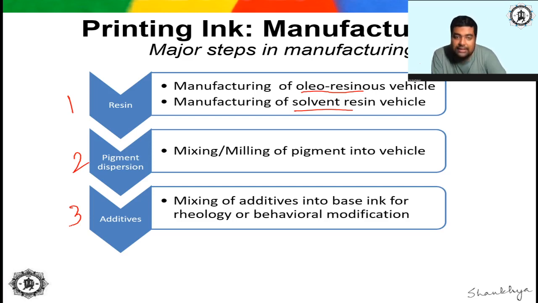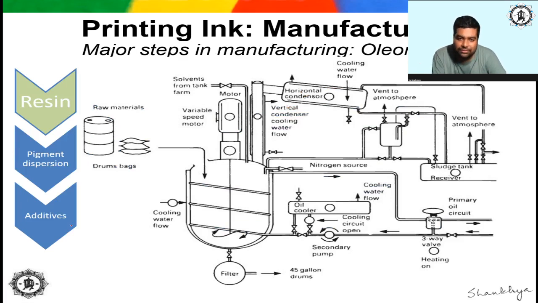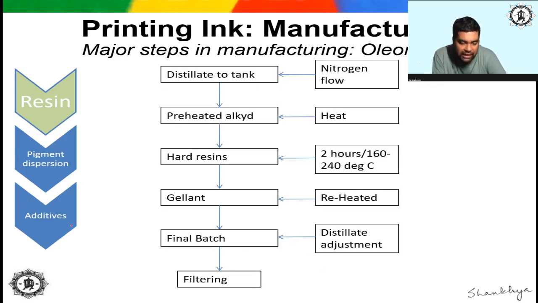Okay, so first let us start. I will not show you the complicated version because it may look a bit complicated. I've made it very simple like this. Now here we are talking about, this is not really resin, but we are preparing the vehicle. We are manufacturing the vehicle, and especially we are manufacturing oleoresinous vehicle.